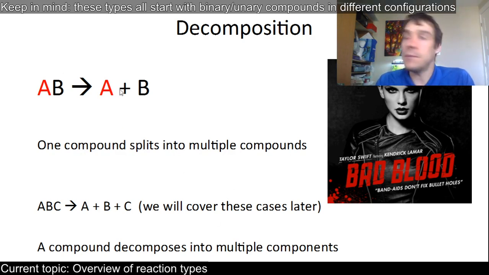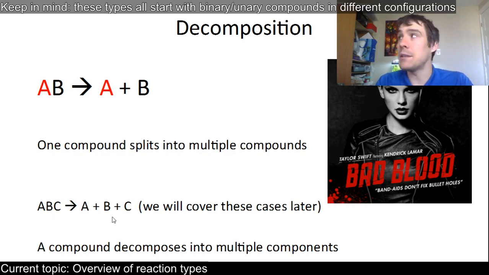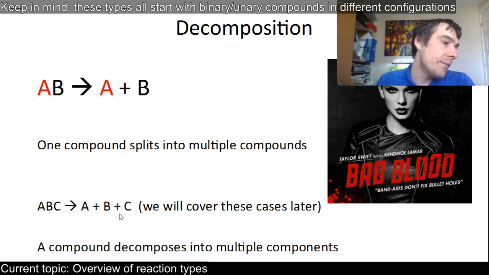So AB to A plus B is a common one for binary to unary. We will cover some of these where it's actually 3 parts that split into unequal parts. So we'll talk about those later on Tuesday. So that's decomposing a compound.